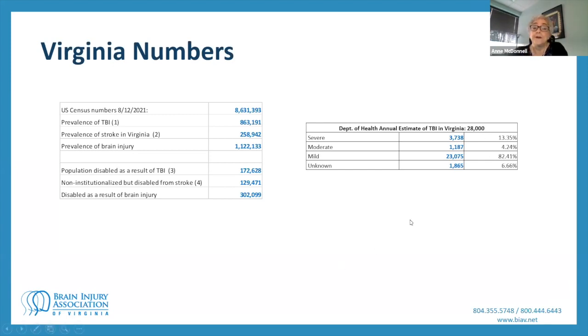Every year, the Department of Health estimates about 28,000 individuals sustain an injury. The numbers that you see on the far right of the screen are the percentages of those injuries that fall into the severe, moderate, mild, and unknown causes. So this 23,000 number, I can guarantee you that almost all of you have someone with a brain injury who had a mild brain injury on your caseload.